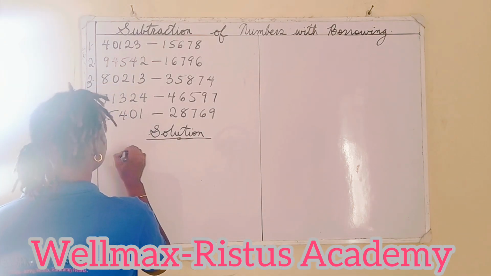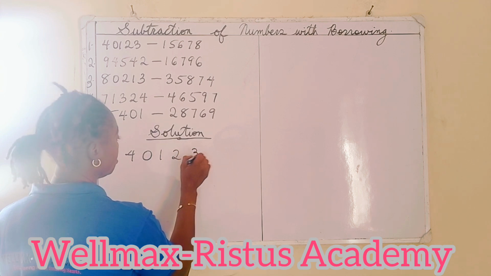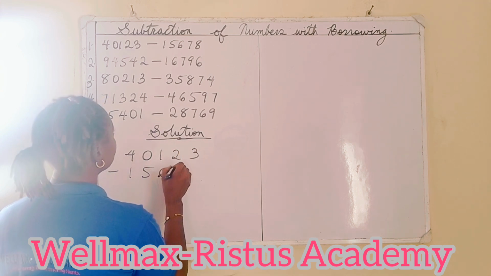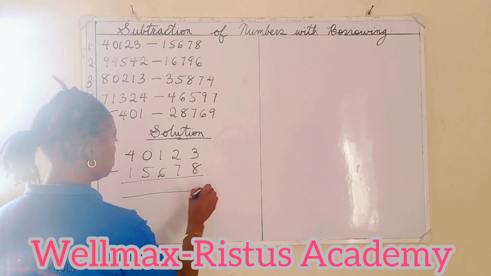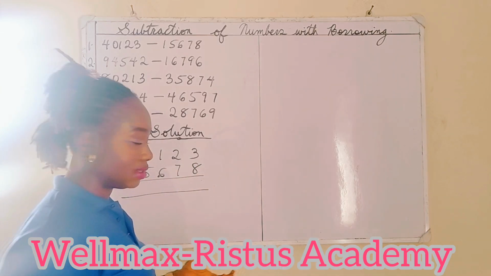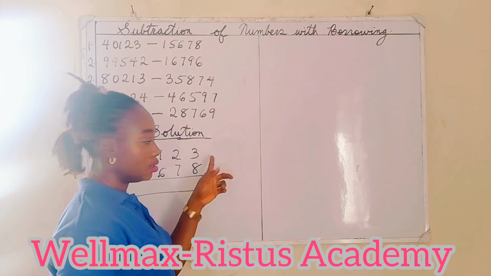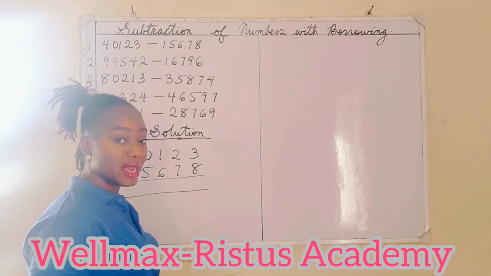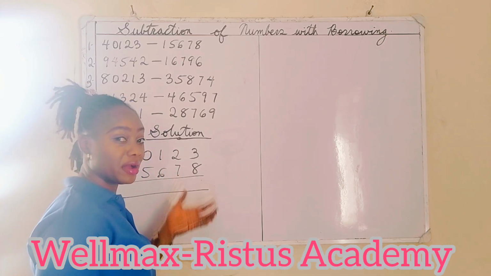Question 1, we have 40,123 minus 15,678. Now when we have questions like this, and you can see that the first number is less than the second number, what do we do? We're going to borrow from the next number, which we can call our neighbor. We can borrow from our neighbor.